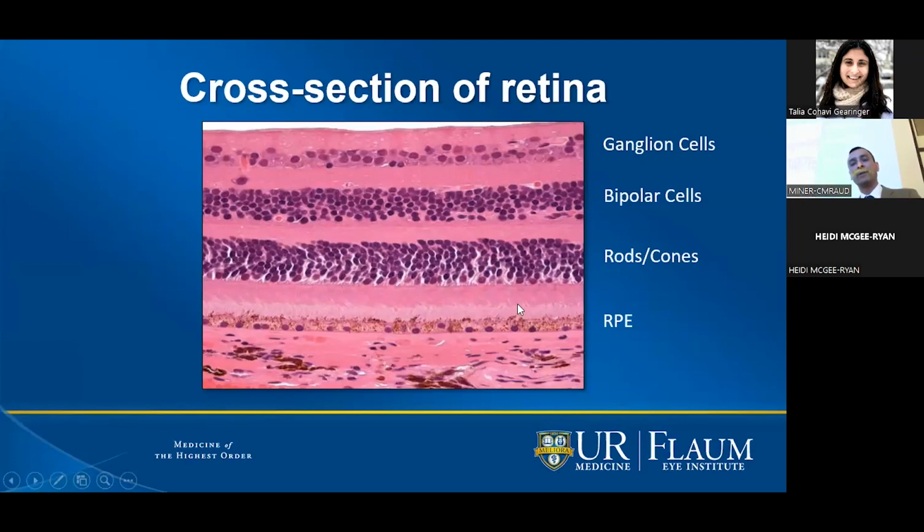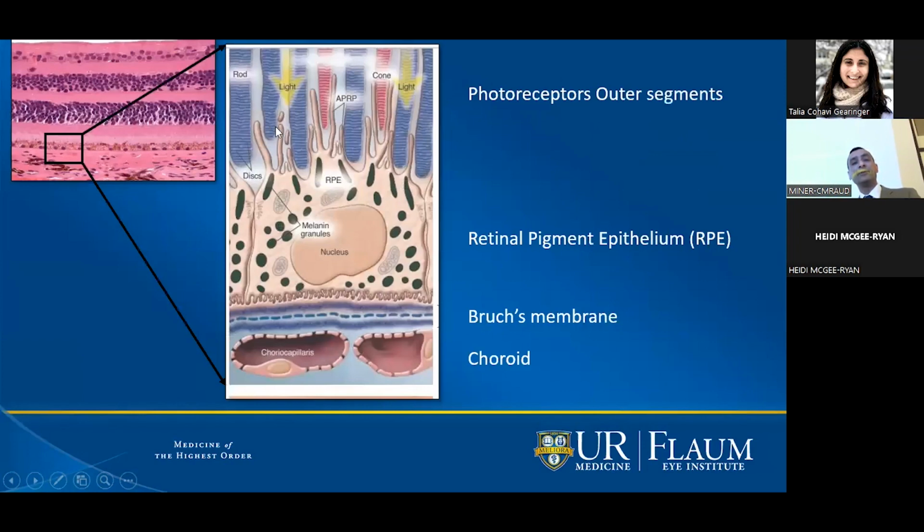Now, if you magnify this part right here, the rods and the cones interact with the retinal pigment epithelium, which wraps around the outer segments and recycles all the discs and the biochemical molecules that are necessary for vision. This is a process that's constantly happening, and you need to have that interaction for the retina to survive. On the other side of the RPE is the choroid.